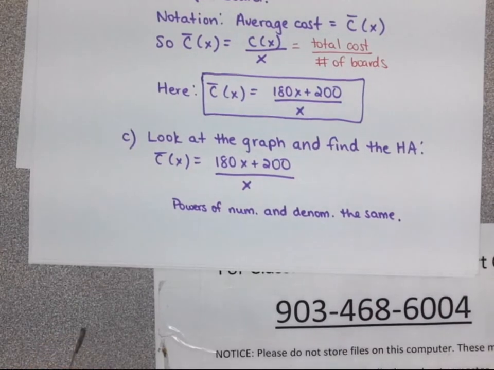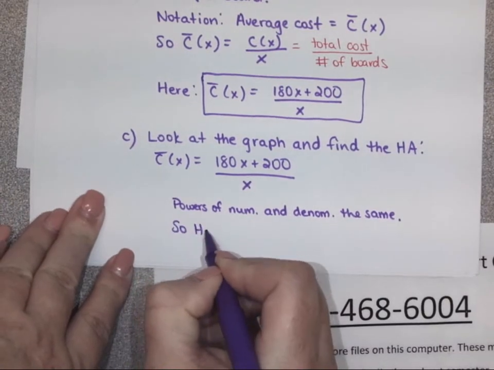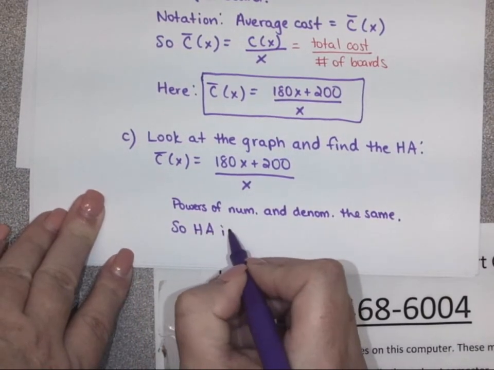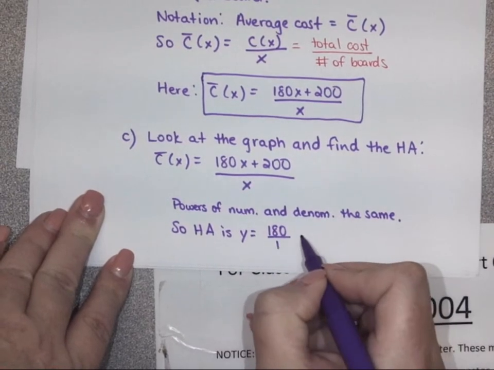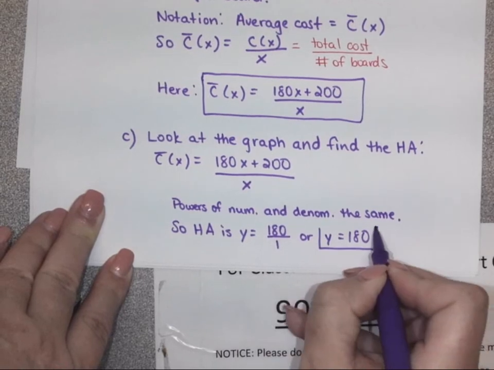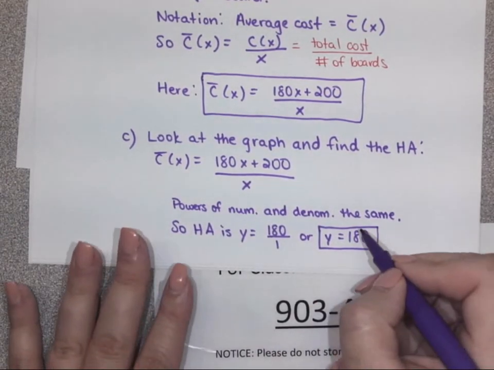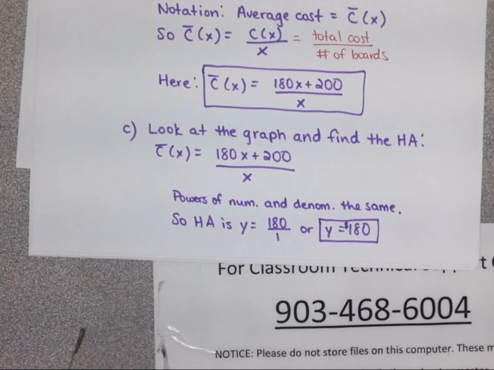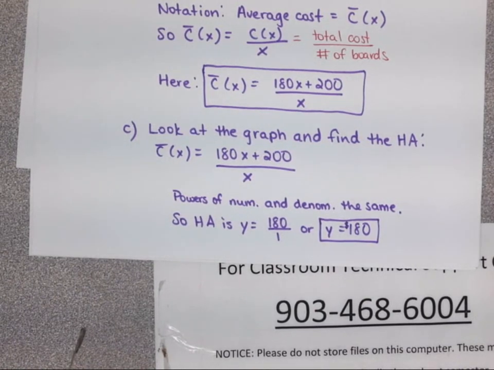So my question first is, do we have a horizontal asymptote? Yes. Okay, and what would it be? 180? So the horizontal asymptote is actually y equals 180 over 1, or just y equals 180. Okay. So essentially what that's telling us is our cost graph is going to get closer to 180 the more boards we make, right? And that actually should make sense to you, okay?